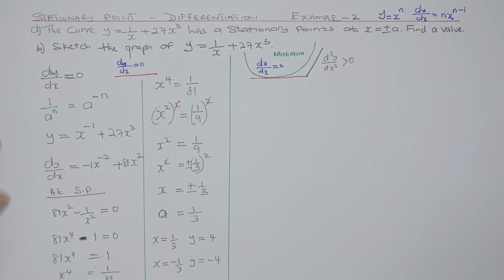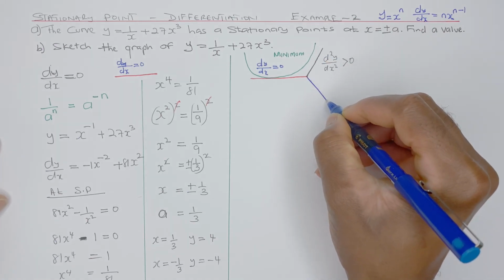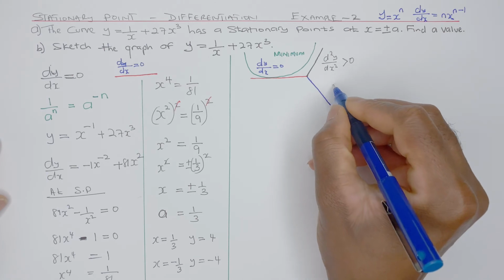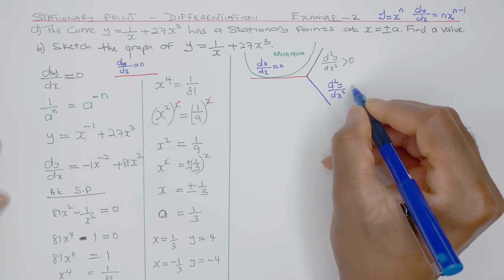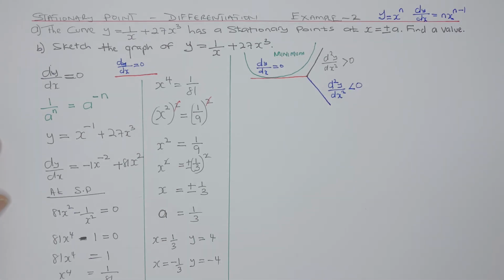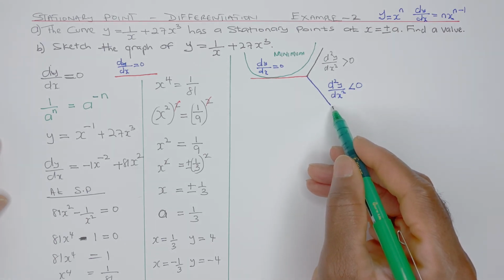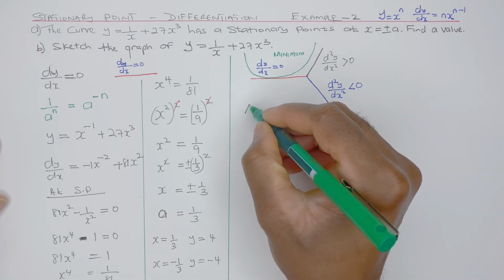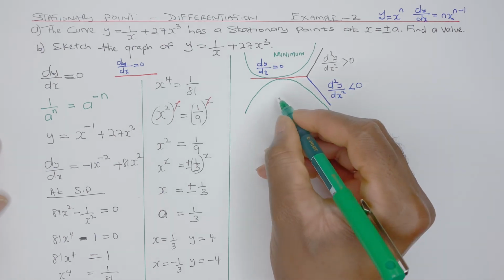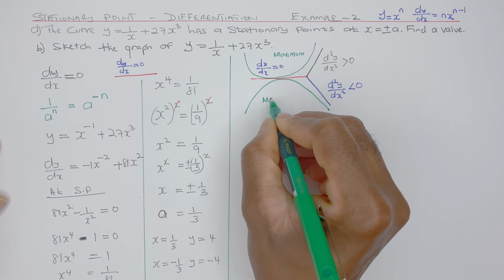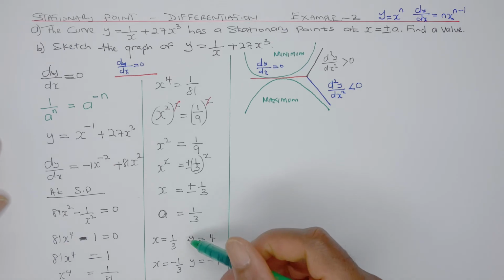Or if we differentiate again, and it came out negative like that, which means d²y/dx² is less than 0. What's going on? I'm going from 0 to a negative gradient, so that must be a maximum. So that's a maximum.